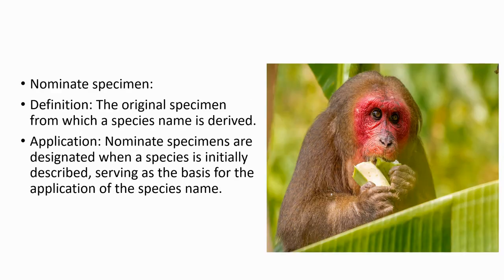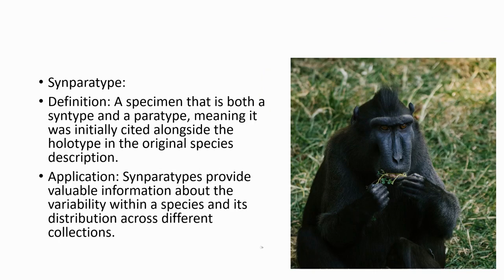Nominate specimen. The original specimen from which a species name is derived. Nominate specimens are designated when a species is initially described, serving as the basis for the application of the species name. Synparatype. A specimen that is both a syntype and a paratype, meaning it was initially cited alongside the holotype in the original species description. Synparatypes provide valuable information about the variability within a species and its distribution across different collections.